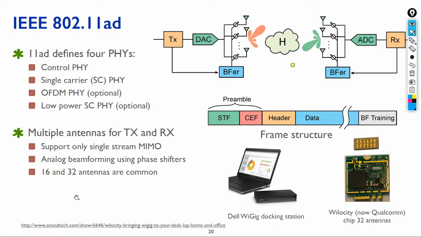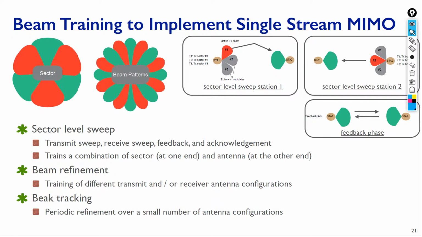Most of these products are already in the market, and in IEEE 802.11ad, which is WiGig technology, we have the single carrier physical channel, OFDM physical, low power single carrier physical, and so on and so forth. So you have also multiple antennas for transmitter and receiver, supporting only single stream, phase shifter in WiGig, analog beamforming we are using, and 16 and 32 antennas are common. These are the ones that have been used so far. Training to implement single stream MIMO is one of the key challenges to millimeter wave as well: beam training.